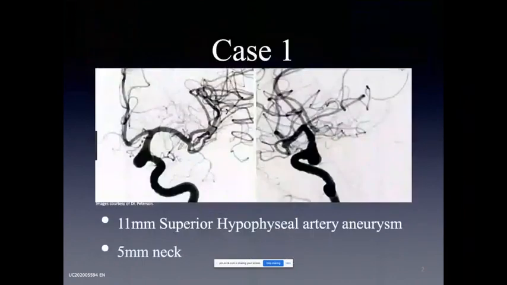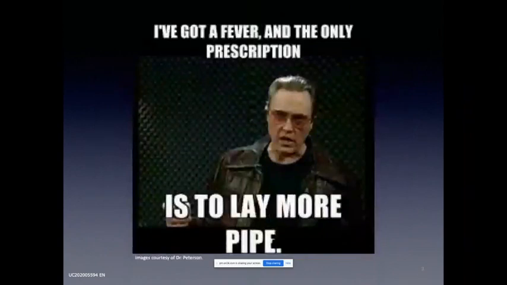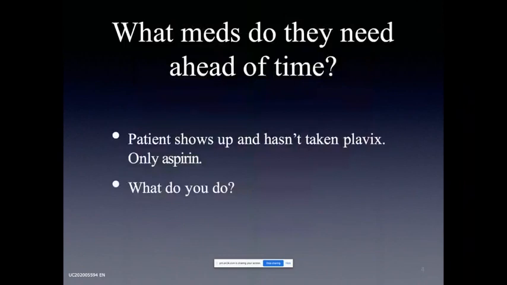I'll move it along. So this is a very basic aneurysm case. AP and lateral there. Wide necks. SHA aneurysm. 5 millimeter neck. And I think for me, this is a pipeline case, 1, 2, and 3 choices, right?